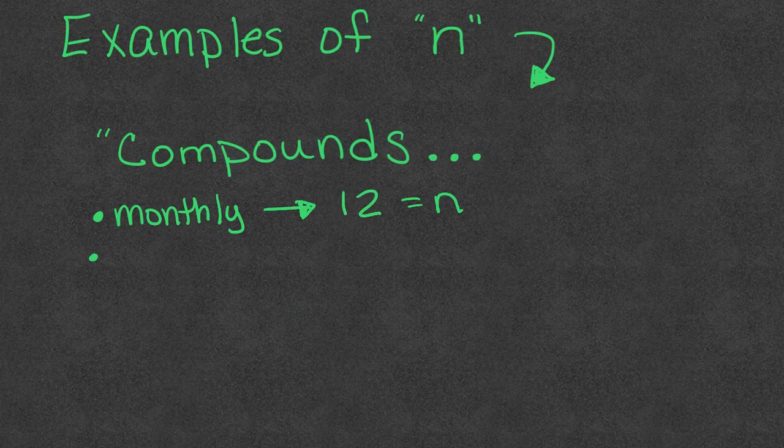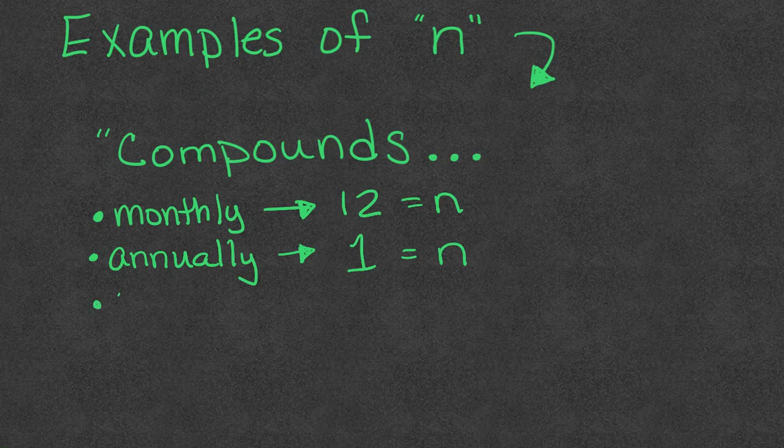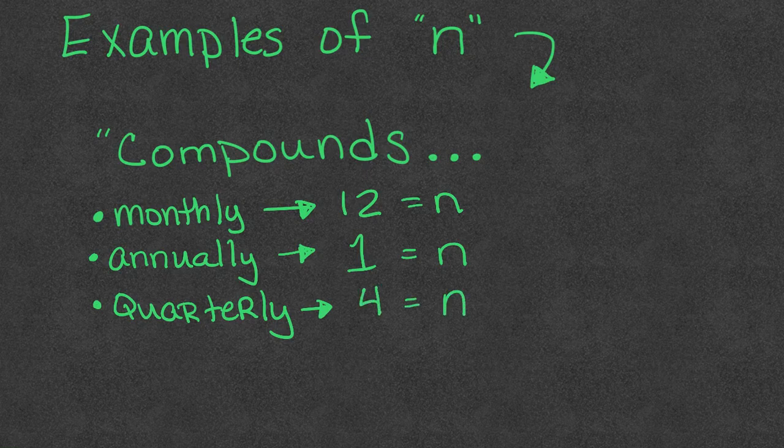Another descriptive word that you might see or hear is annually. Something that occurs annually occurs once a year. So that would just be a 1, and that's okay. So that would be what N is. You may see or hear the word quarterly. How many quarters are there in a year? If we broke it up, just like how many quarters are in a dollar, that would be 4. So 4 quarters in a year. So that's being compounded quarterly.